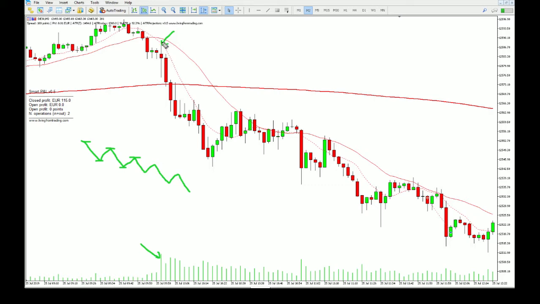I don't trade against moving averages because I use them as dynamic supports and resistances. So at this point we had nothing to do. We just had to wait for the price to break to one of the sides, and eventually it broke to the downside. And after it broke these moving averages, the price was down here. So we have one moving average, two moving averages, three moving averages. All of them were above the price.